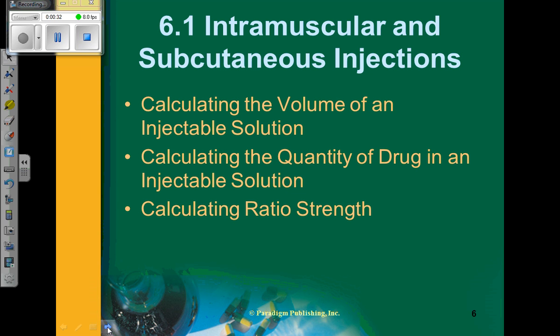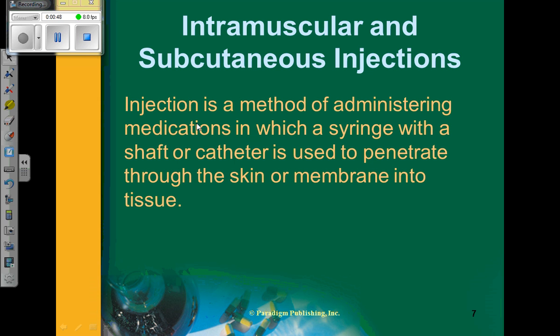So in 6.1, the intramuscular and subcutaneous injections, we're going to talk about calculating the volume of an injectable solution, calculating the quantity of drug in an injectable solution, and calculating ratio proportions or ratio strengths. So just a review of things that we've already talked about in the pharmacy practice book. Injection is a method of administering medications in which a syringe with a shaft or catheter is used to penetrate through the skin or membrane into the tissue.